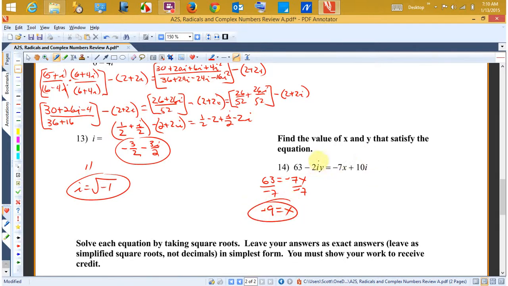For the other part, the imaginary parts must be equal. So this negative 2iy must be equal to 10i. Let's divide both sides by negative 2i so that I can get the y alone. Okay, so those cancel. Gives me y is equal to, and the i's cancel, a negative 5.